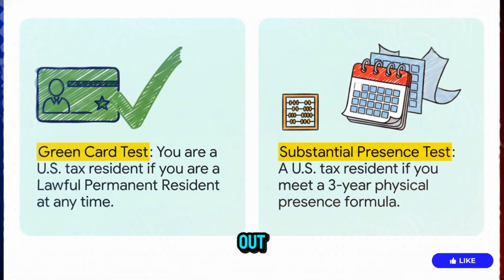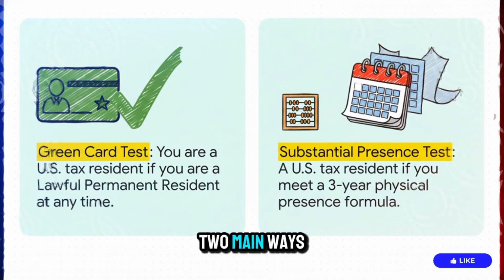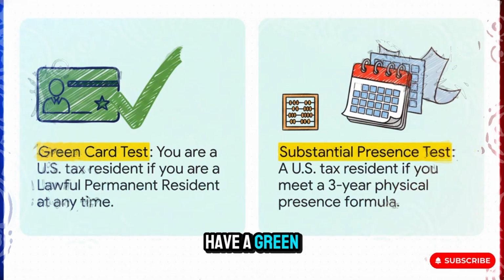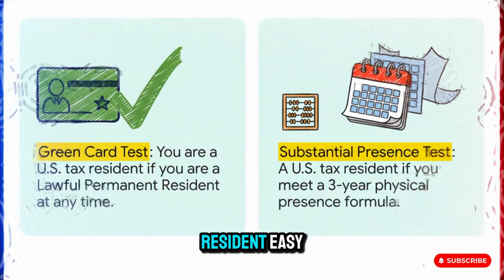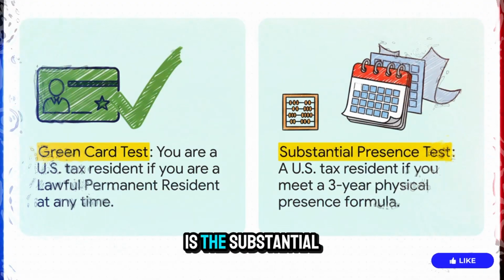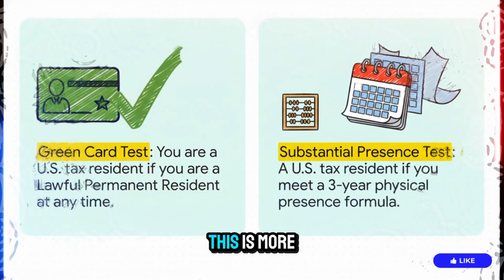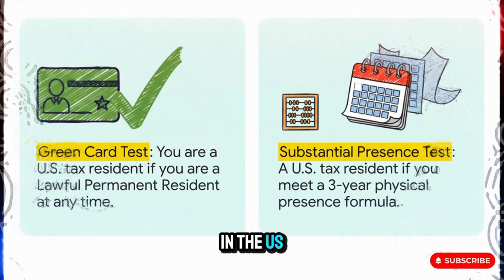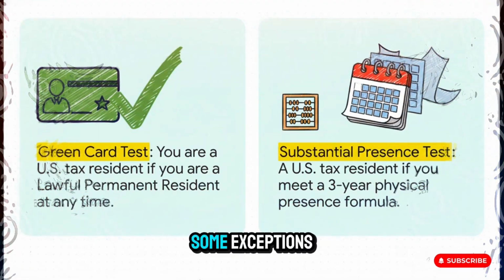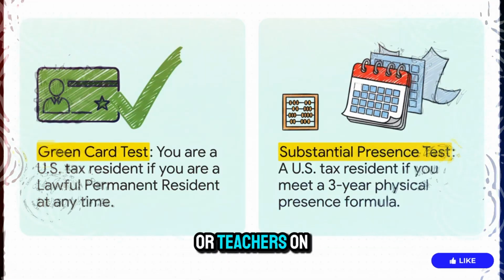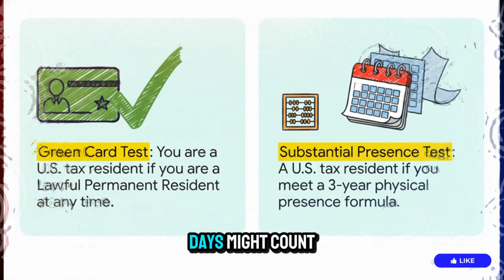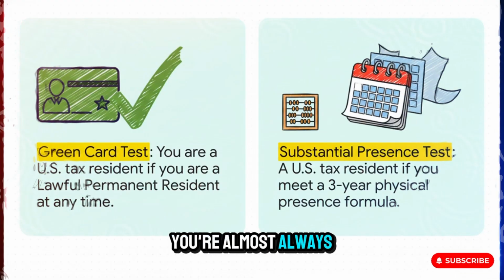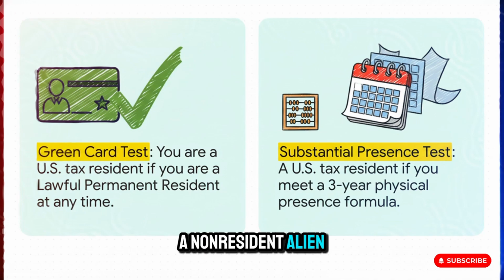So how do you figure that out? Well, the IRS has two main ways. The first one's super simple, the green card test. If you have a green card, boom, you're a tax resident. Easy. The second one is the substantial presence test. This is more of a math equation, really. It adds up how many days you've been physically in the US over the last 3 years. Now, there are some exceptions, like for students or teachers on certain visas. Not all your days might count. But basically, if you don't pass either of these tests, you're almost always going to be considered a non-resident alien.